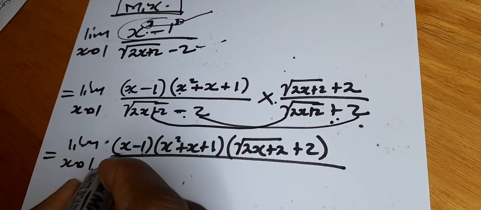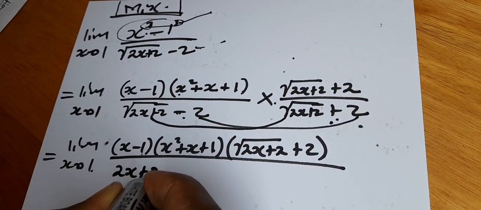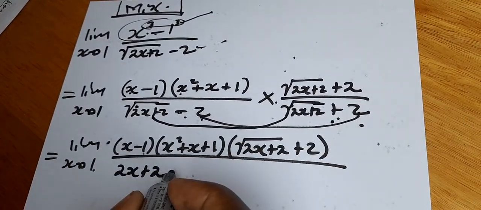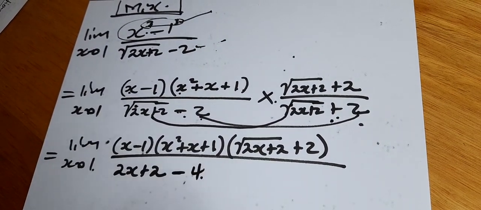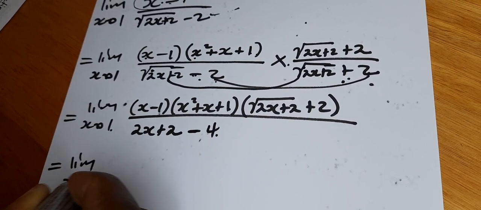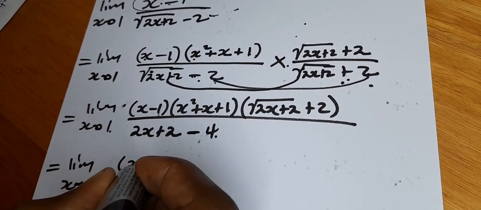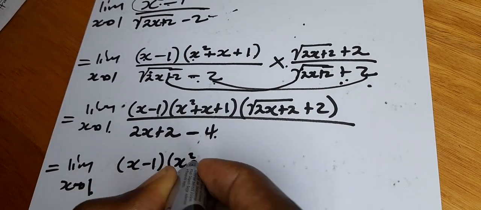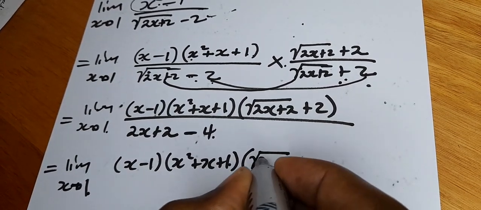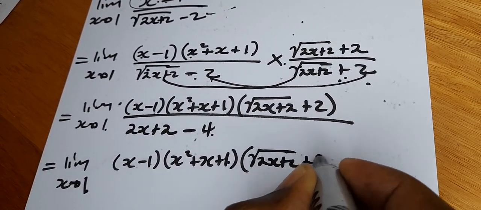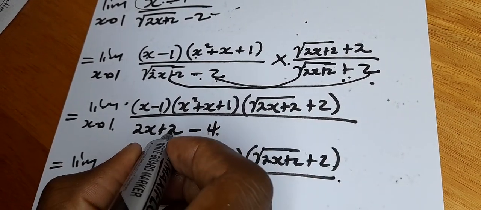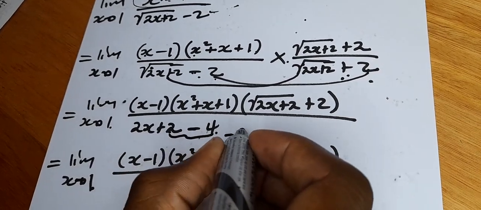Then now we are going to have 2x plus 2 with this multiplied by this, and 2 multiplied by 2 will be minus 4. Then now we have the limit when x approaches 1 of x minus 1, x squared plus x plus 1, then the square root of 2x plus 2 plus 2, all over. Then now this and this will give us, as a whole, negative 2.